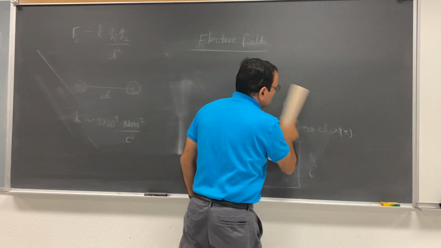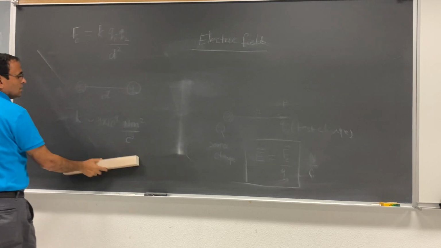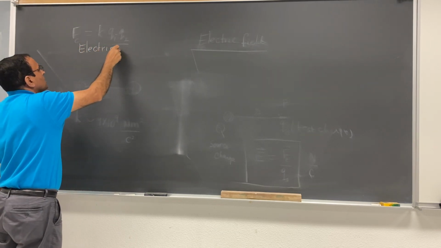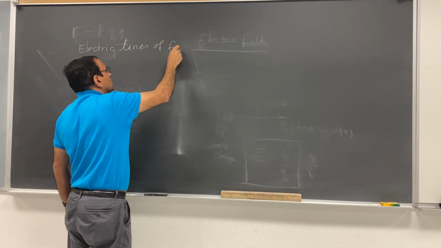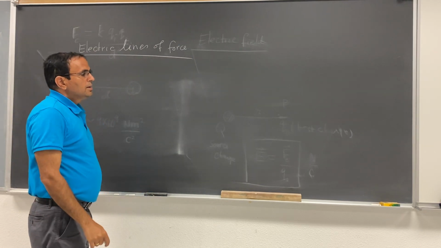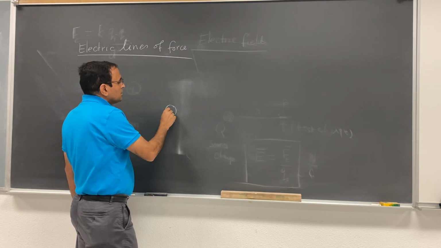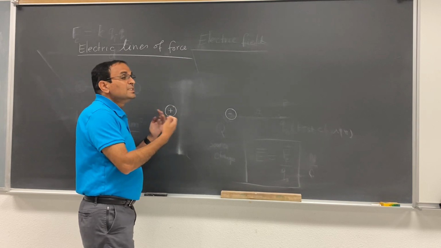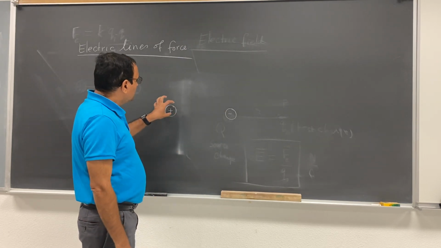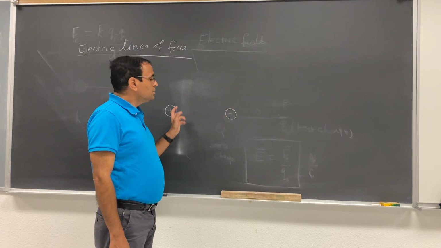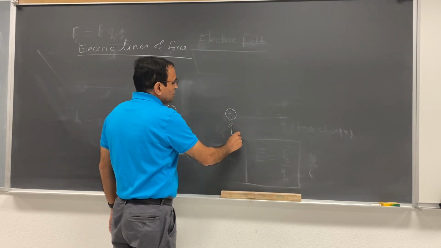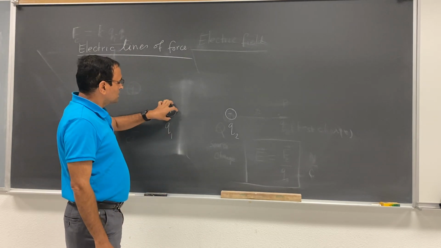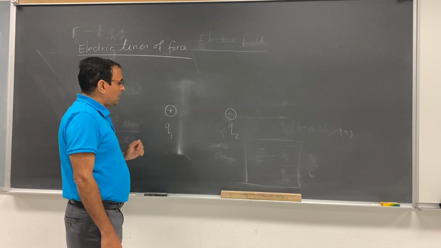Today I want to talk about electric lines of force. Let us suppose you have a positive charge, and you have another charge here, a negative charge. They are at a certain distance. If these two charges Q1 and Q2 are equal in magnitude and opposite in sign, and you keep them at a certain distance, that is called an electric dipole.